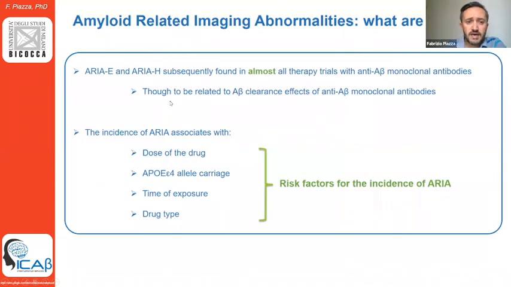So ARIA-E and ARIA-H have subsequently been found in almost all therapy trials with monoclonal antibodies, not only bapineuzumab. And so they are really related to the clearance effect of anti-beta monoclonal antibodies, so the drug effect in removing beta amyloid. Concerning the risk factors for the incidence of ARIA, these are the most accredited risk factors, in particular the dose of the drug administered, the ApoE epsilon 4 allele, because most of these patients are ApoE epsilon 4 carriers, the time of exposure, and the type of drug administered.